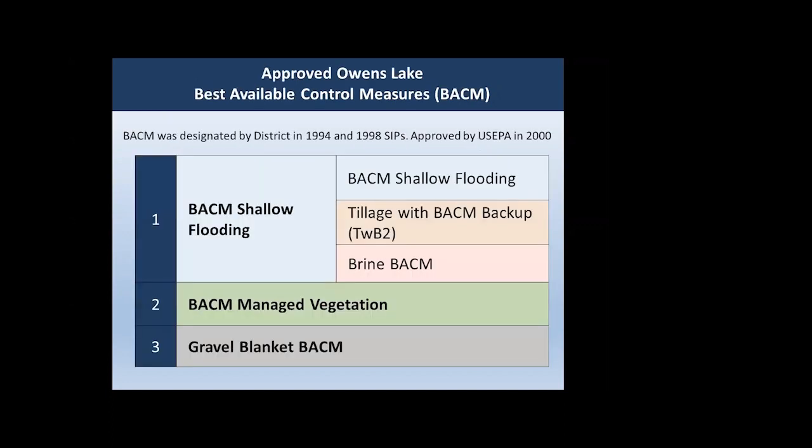So as we've already been introduced, there's the three main BACM measures. They're basically three different ways to cover the surface. So there's covering with water, that's shallow flooding, covering with vegetation, the managed vegetation, and then covering with gravel. So those are the three main measures. There's modifications that are allowed for shallow flooding. So as Jaime talked about, there's the tillage with BACM backup. We call it TWB squared. And then there's the brine with BACM backup, also called just brine BACM.